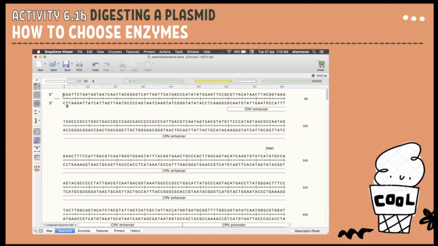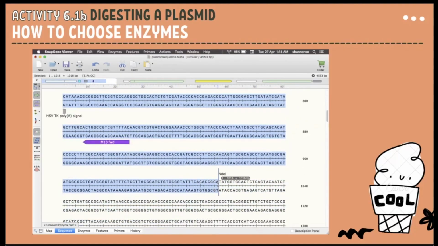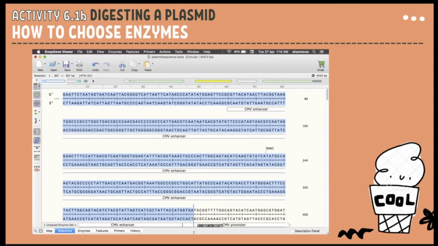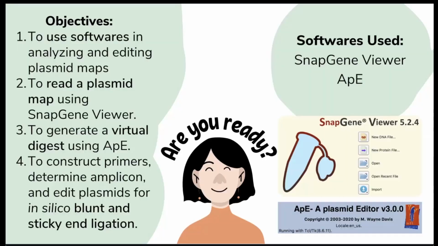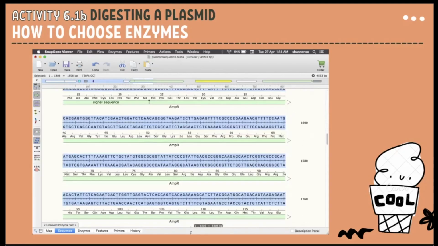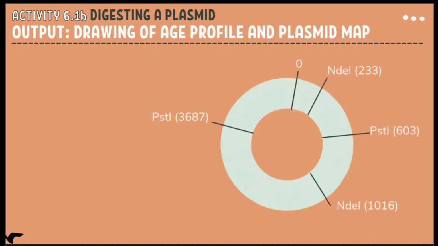For example, with single digestion with NDE1, we see a cut site at 233 base pairs and at 1016 base pairs. While for PST1, we see one cut site at 603 base pairs and another at 3687 base pairs. Plotting these sequences on a plasmid map, we can calculate the size of the fragments upon single and double digestion. Our plasmid size is 4553 base pairs.